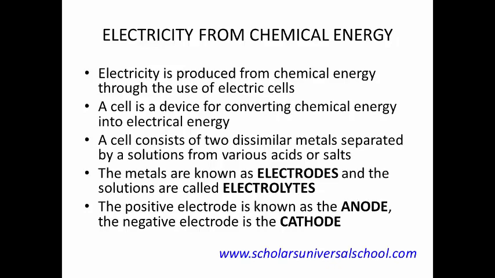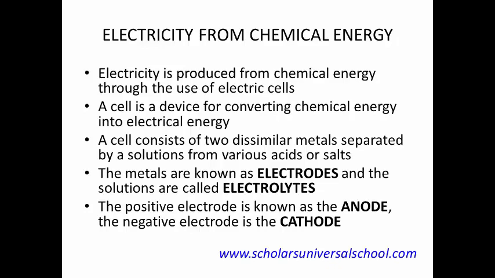Now, a cell is a device that is used to convert chemical energy into electrical energy. The cell converts a form of energy, which is chemical energy, to another form of energy, which we refer to as electrical energy. Now, your cell consists majorly of two dissimilar metals, which are usually separated by a solution of various acids or salts.